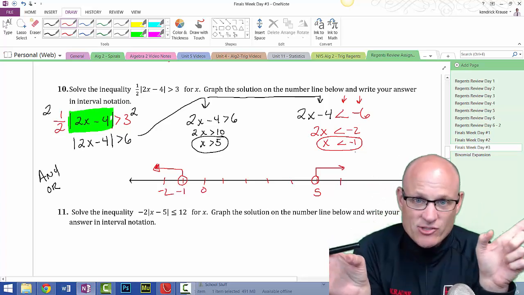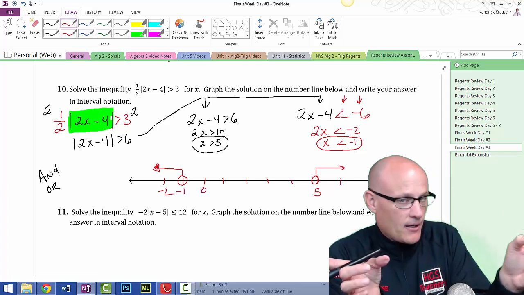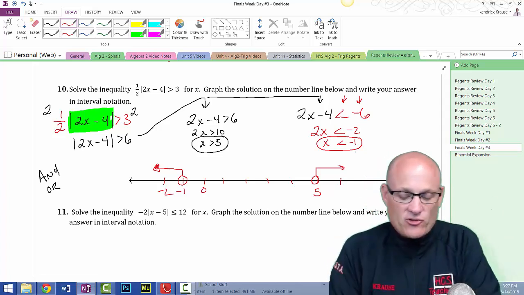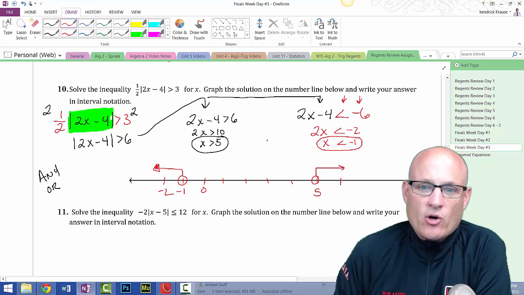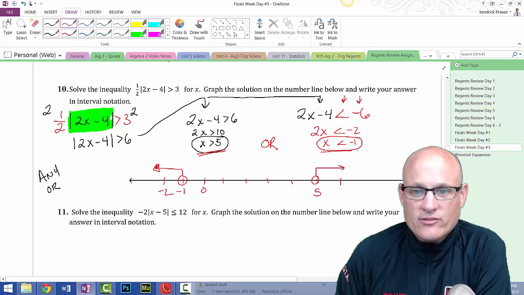Or you have decisions to make. Do I go good side? Do I go bad side? But you have decisions to make. So this is an or. So I could write the word or here. This would be what's called standard notation. My graph is perfect, and it's x is greater than 5 or x is less than -1.